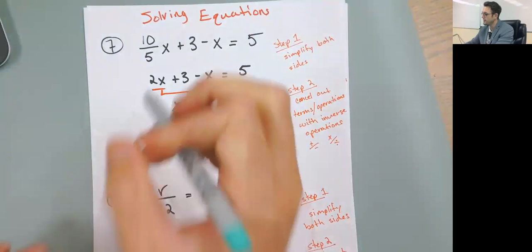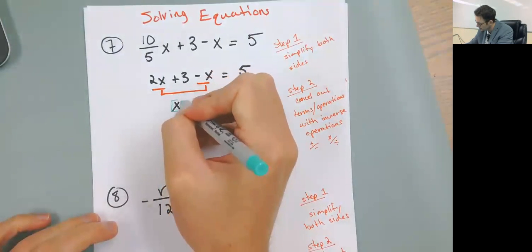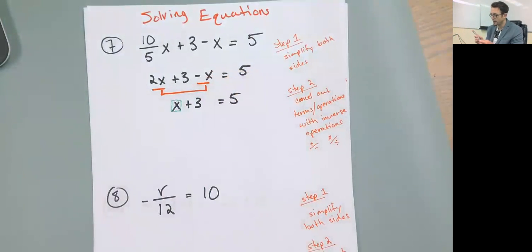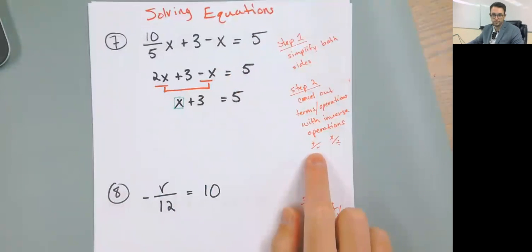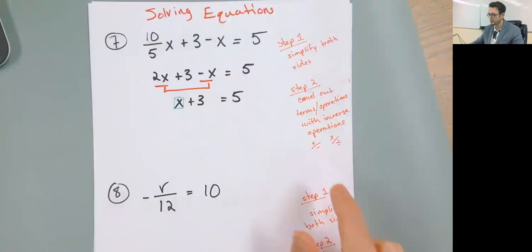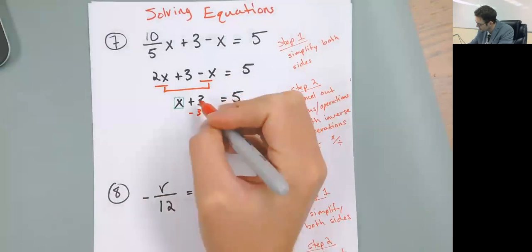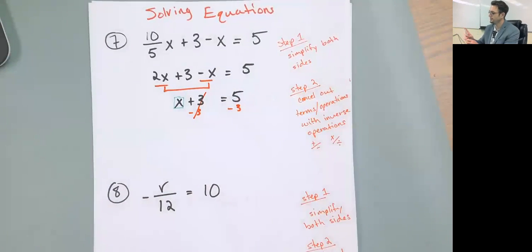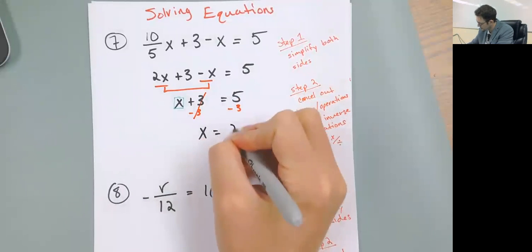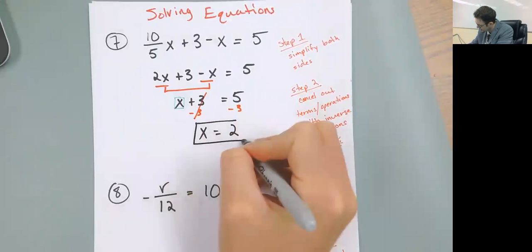I want x by itself. So, how do I get rid of addition? Inverse operations, subtraction. So let's subtract 3. What you do to one side, you do to the other. Which gives us x equals 2.